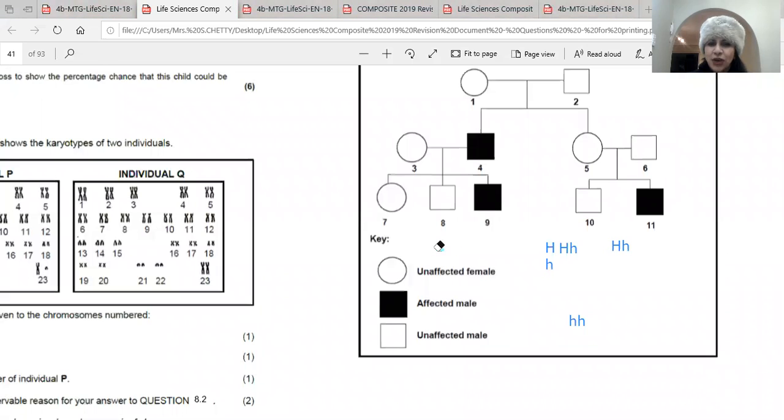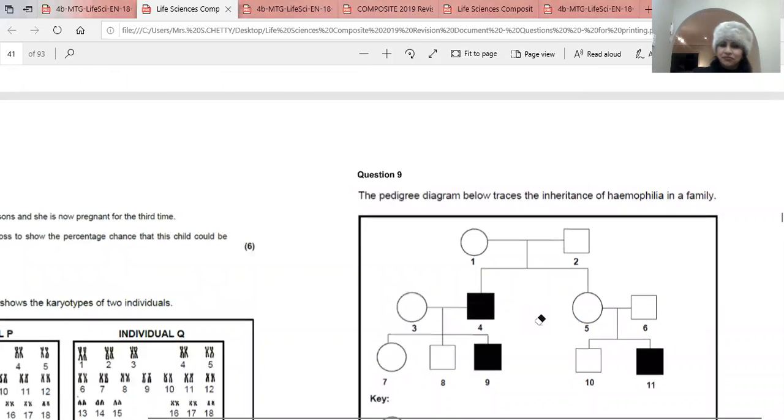Let's look at one more question and see if we can answer this question. Good. This is showing you the inheritance of hemophilia. In the first one, it was just a case of complete dominance. Now, in this particular case, they're using sex-linked inheritance, hemophilia. They didn't tell you it's sex-linked, but you should know you learned that hemophilia was sex-linked. Now, my darlings, we got a bit of a problem here, or do we? No, we don't.